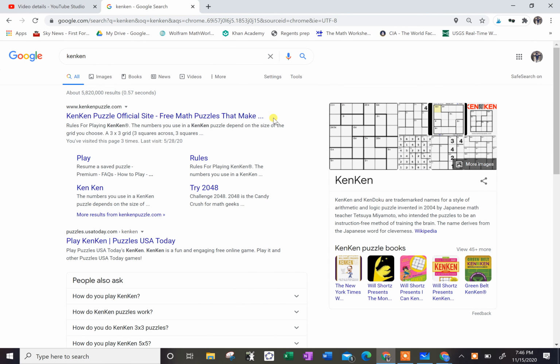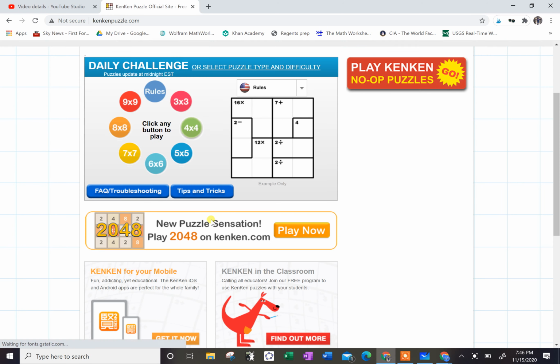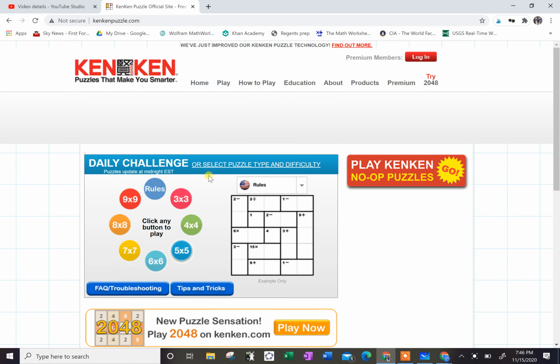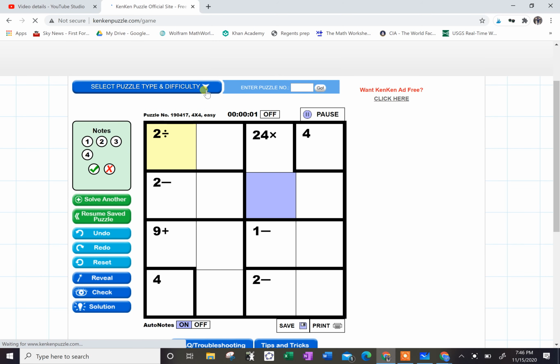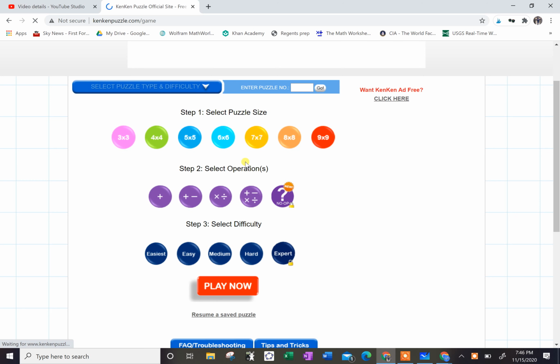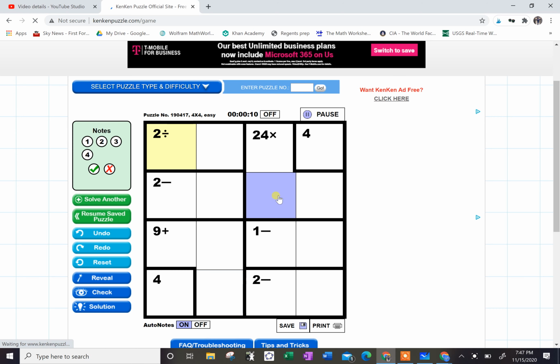I'm going to show you how to do a Ken puzzle. These are wonderful little puzzles, and the best way to do them is really just to get in there and do them. So I went to the Ken website, and I'm going to do a 4x4, and that just means that all the values have to add up, or have to, well, you'll see, and we'll do an easy one for now. So here's how you play.